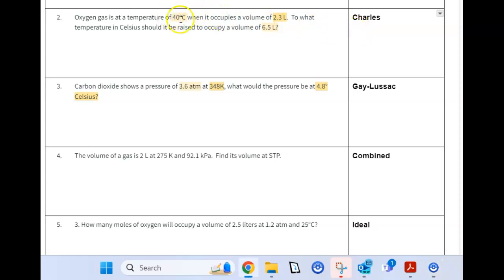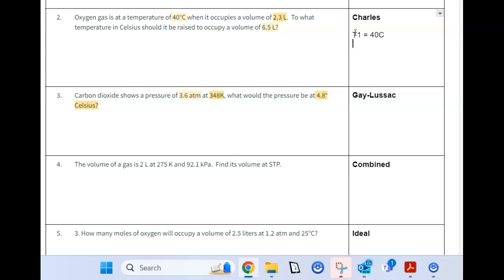So here I have 40 degrees Celsius at 2.3 liters, and then we want to know what the temperature is in Celsius at 6.5 liters. So I know that Celsius is going to be temperature. So I'm going to go T1 is equal to 40 C.